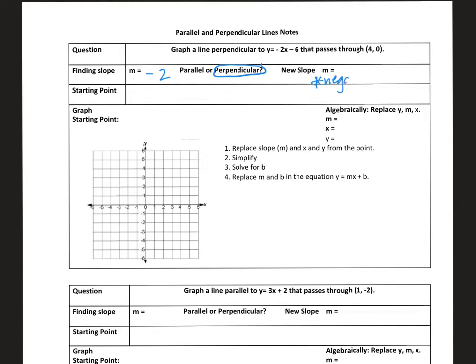So think about it for a second. Think about what the negative inverse would be. And maybe you got it right. Since the original slope was negative, this is going to be positive, and then the inverse would be 1/2. Okay? So now let's take a note about what it means to be perpendicular.